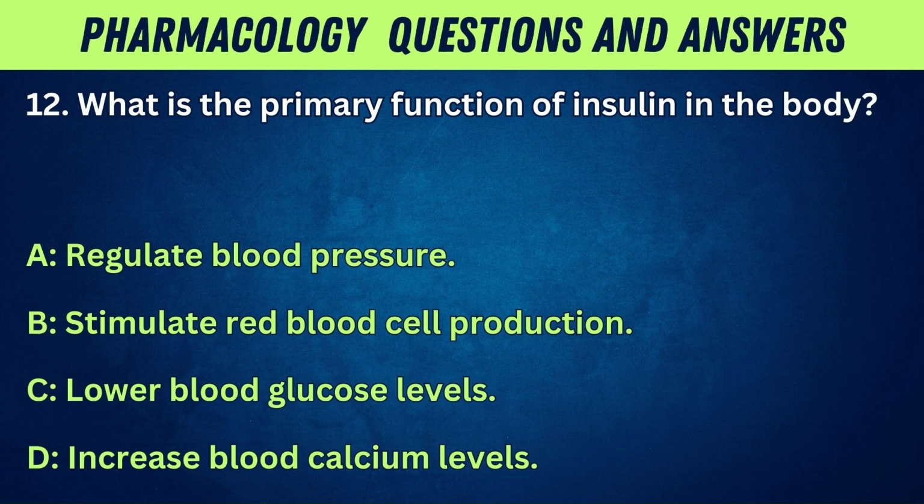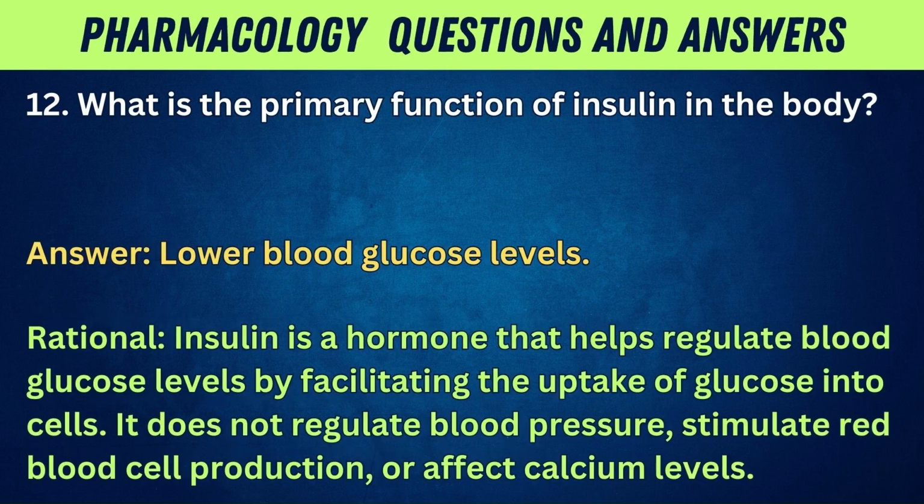A. Regulate blood pressure. B. Stimulate red blood cell production. C. Lower blood glucose levels. D. Increase blood calcium levels. Answer: lower blood glucose levels. Rationale: insulin is a hormone that helps regulate blood glucose levels by facilitating the uptake of glucose into cells. It does not regulate blood pressure, stimulate red blood cell production, or affect calcium levels.